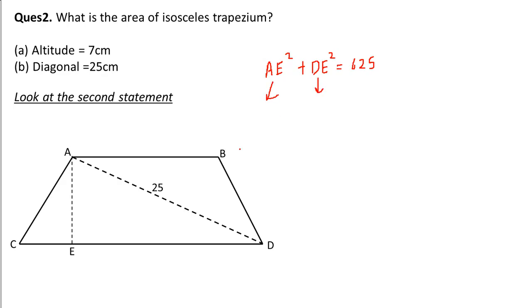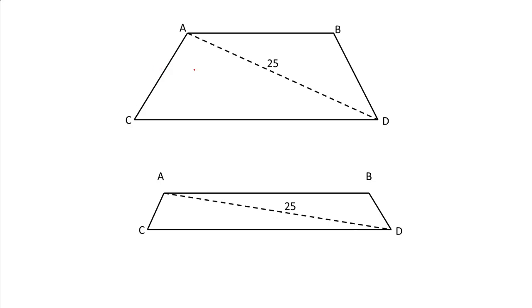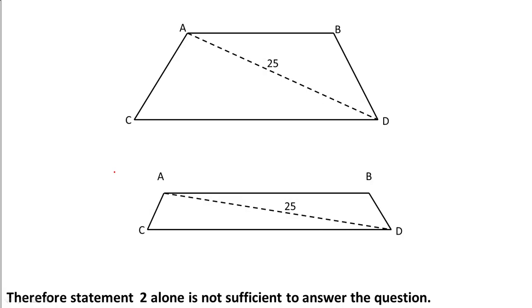So again, I cannot tell whether the area of the isosceles trapezium can be found out or not using diagonal is equal to 25 centimeter. Let us see through the figure. See, I have two diagonals here AD and here AD. Both are equal to 25, but the areas of both the trapeziums are variable. Therefore, statement 2 alone is not sufficient to answer the question.